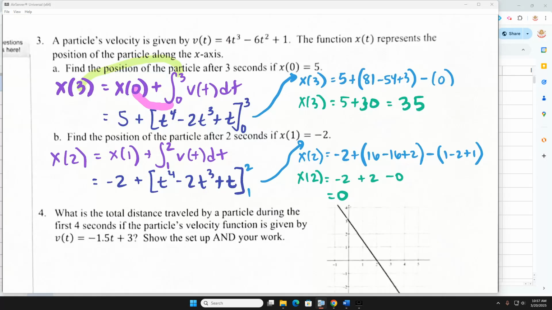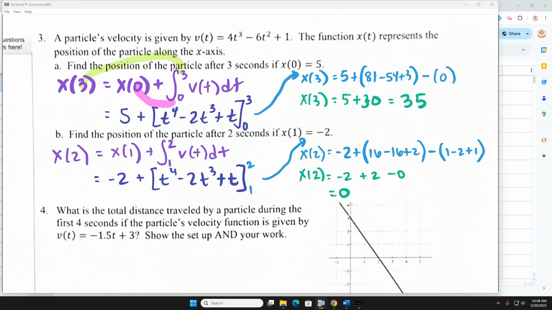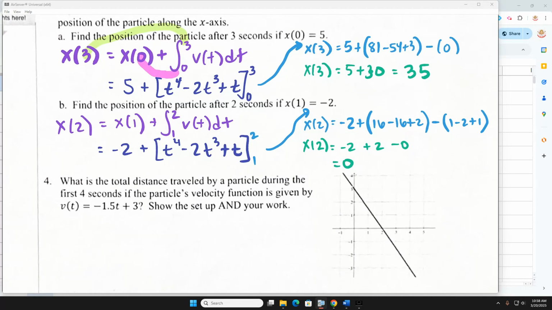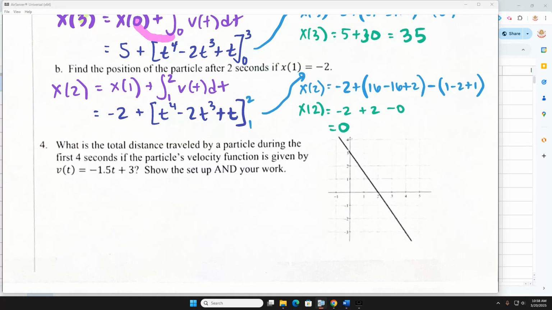All right, y'all good? It's taking longer than I thought it was going to. All right, so on number 4, we want to know the total distance traveled by a particle during the first 4 seconds if the particle's velocity function is given by v of t equals -1.5 t plus 3. And so this graph is that function.